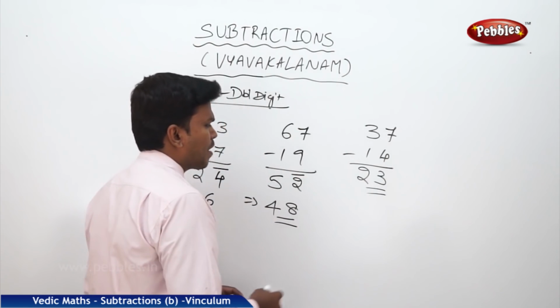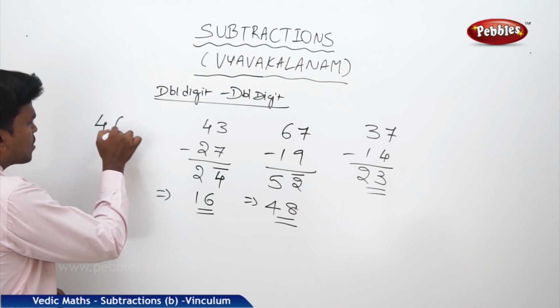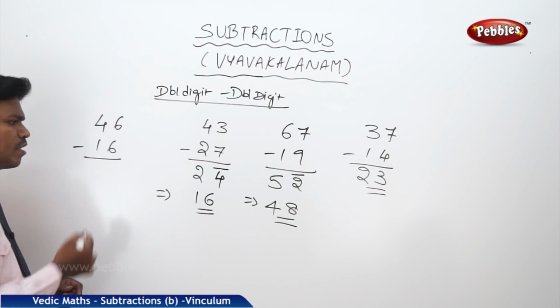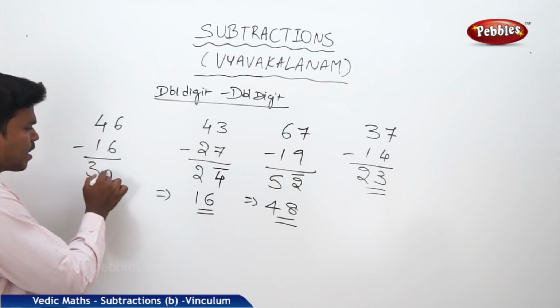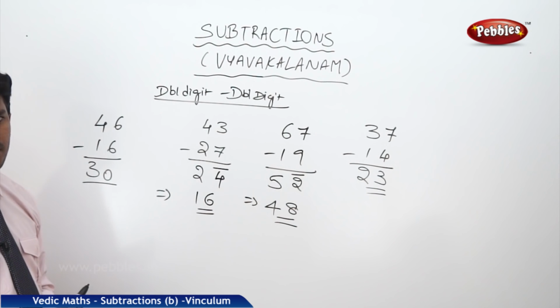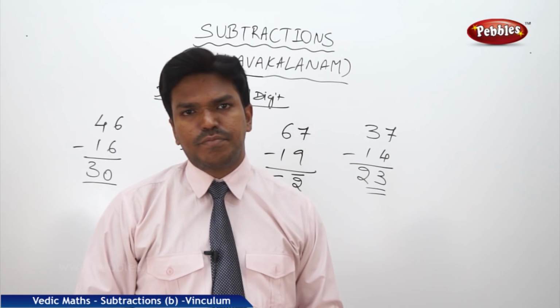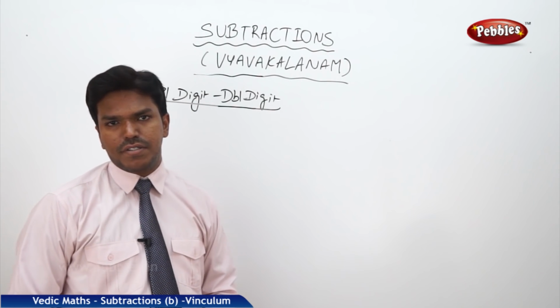And lastly, one more example. Suppose we take 46 minus 16. What is 4 minus 1? 3, it will be 3 only. 6 minus 6? Yes, it is practically possible. So simply put a 0 directly. That will be your answer. Like this we can do double digit minus double digit. Now we will see triple digit minus double digit.